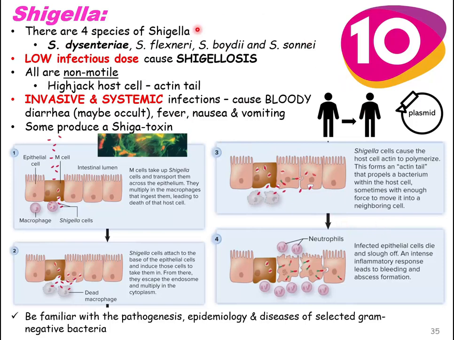So these different strains differ in the intensity of the disease they cause. Some of them have extra virulence because of plasmid genes that they have. There is another type of Shigella that has a Shiga toxin. This Shiga toxin is a cytotoxin, and it causes cell death. It shuts down protein synthesis.